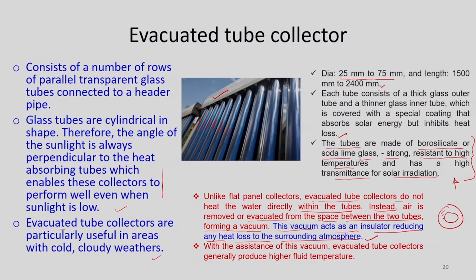Here this is the vacuum, and since no medium is there, once heat is introduced, that heat cannot come out. So, it's insulation. With the assistance of this vacuum, the evacuated tube collectors generally produce a higher fluid temperature, which is more than a flat plate collector. Sometimes we can get a temperature of more than 130 degrees Celsius.